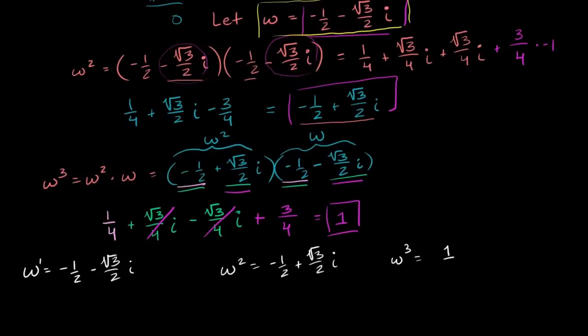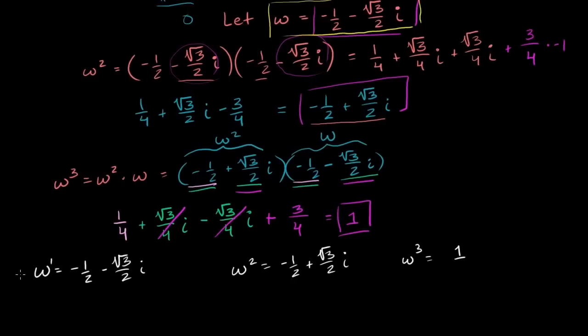I touched on this in the last video. What is omega to the fourth power? Omega to the fourth power is going to be omega to the third times omega, so it's going to be omega again. Let me scroll to the left a little bit. Omega to the fourth power is the same thing as omega to the first power, which is this. Now what's the fifth power? Well, it's going to be omega times the fourth power, so it's omega times this. Omega times this is the same thing as omega squared, so it's going to be that. So this is omega to the fifth power. And what's omega to the sixth power?